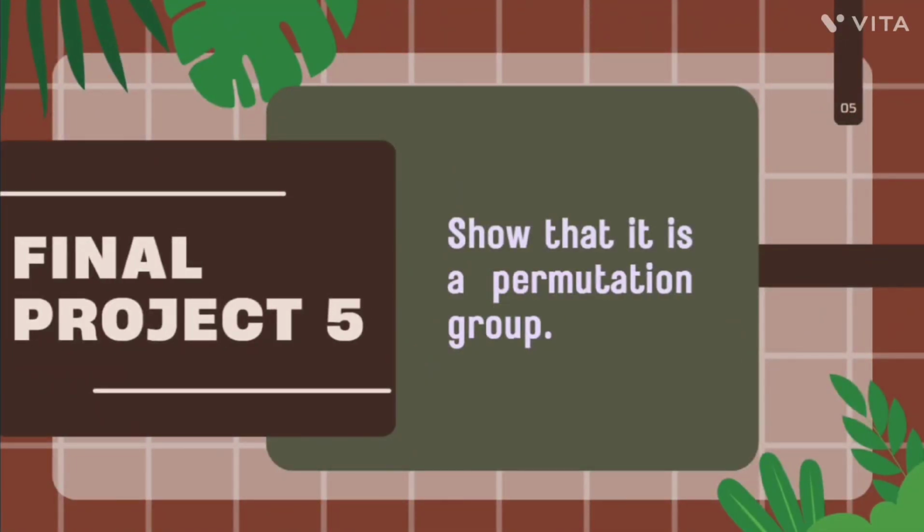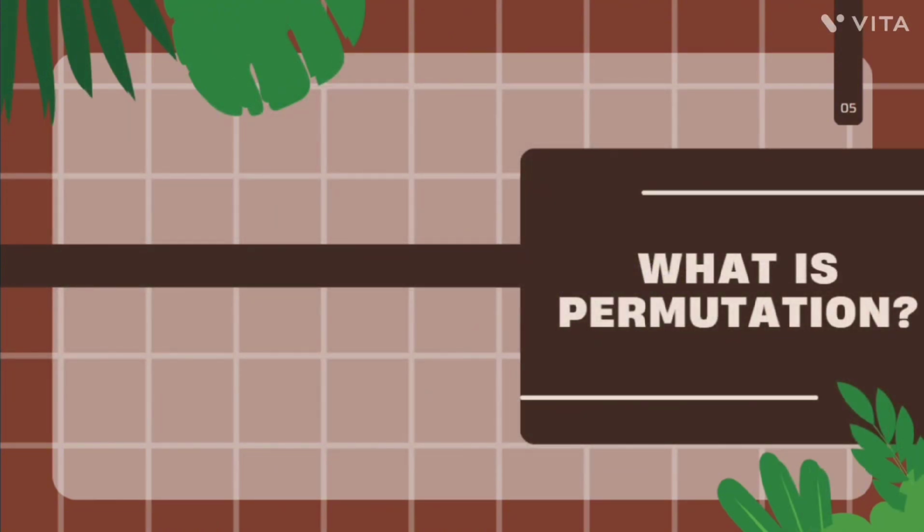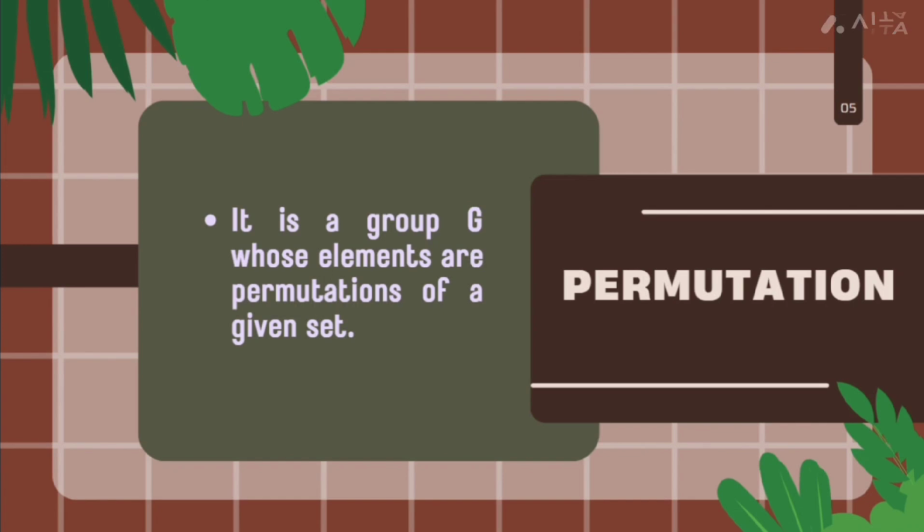Now, we are going to show that it is a permutation group. So from the group table from my project number 1, we need to show that it is a permutation group. But what is a permutation? A permutation group is a group G whose elements are permutations of a given set.